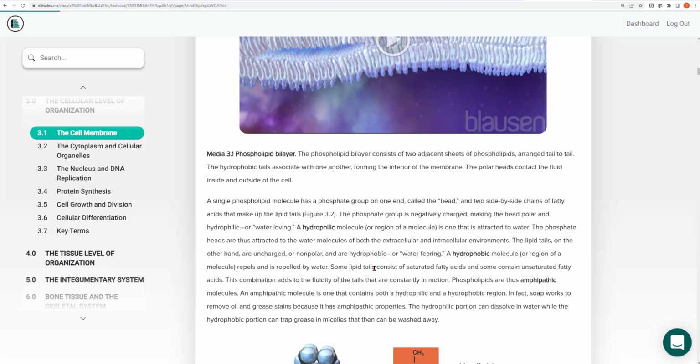So these double layers of phospholipid molecules are amphipathic. Amphipathic. You may know that an amphibian is an animal that lives in both water and on land, right? An amphibian. So amphipathic is a molecule that is both hydrophobic and hydrophilic, and phospholipids are considered amphipathic.